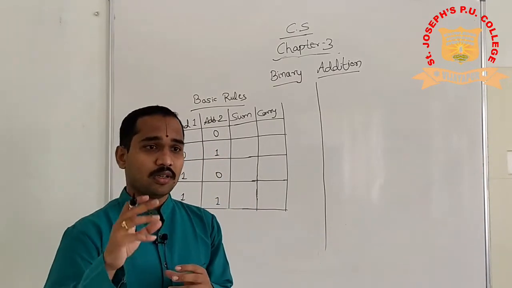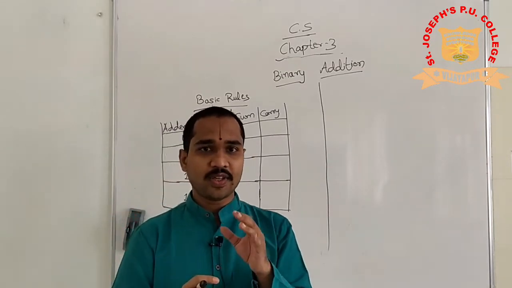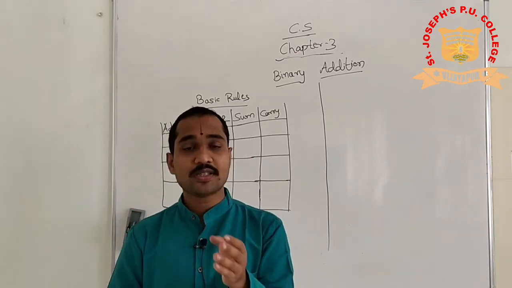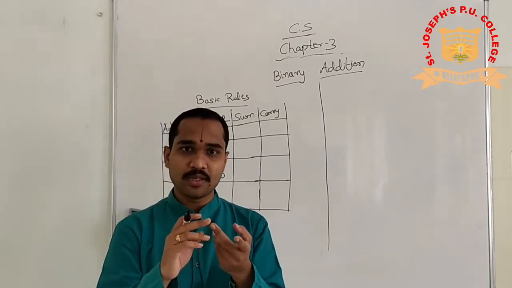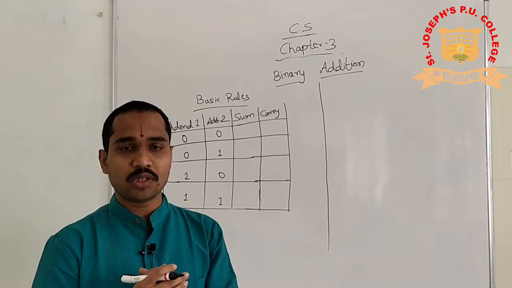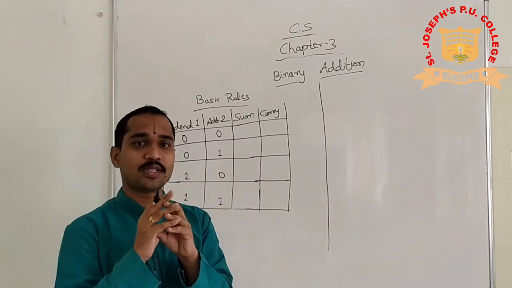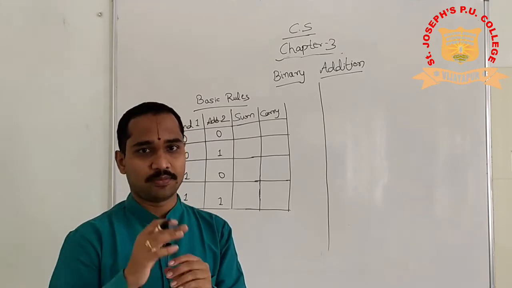What was the name of the chapter? Data representation, correct? Now the data that we are giving to the computer is of which type? Decimal, binary, hexadecimal or octal? Which type of data are you giving to the computer? You are giving binary data, isn't it? So what we have to concentrate on in this chapter is the binary one, correct?